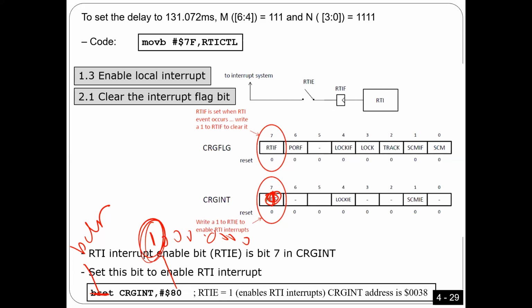So this bit can enable or disable the interrupts of only this source, the RTI source. Is that okay? This is one thing.